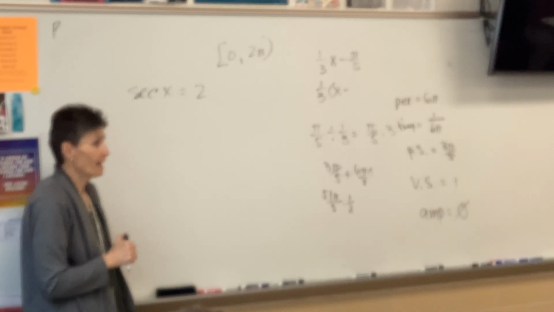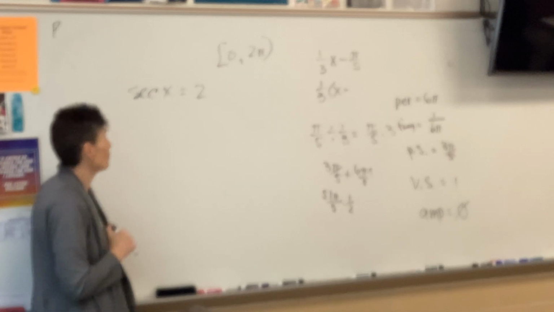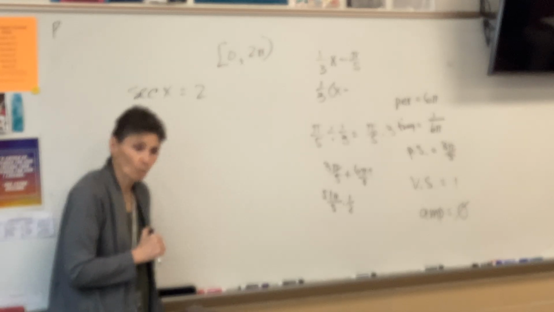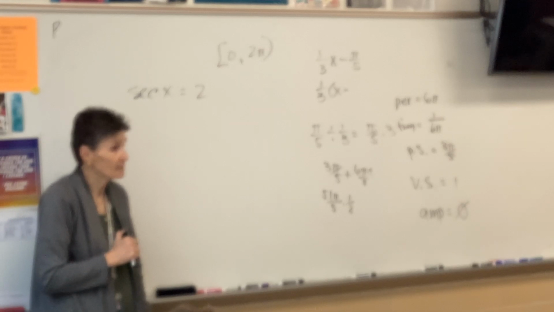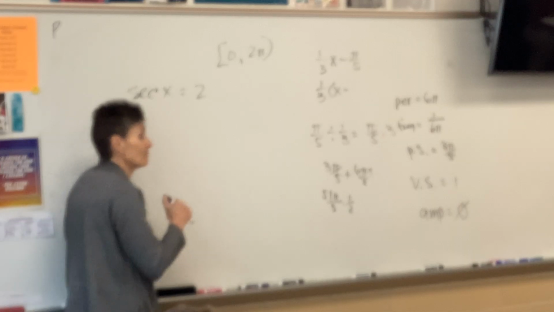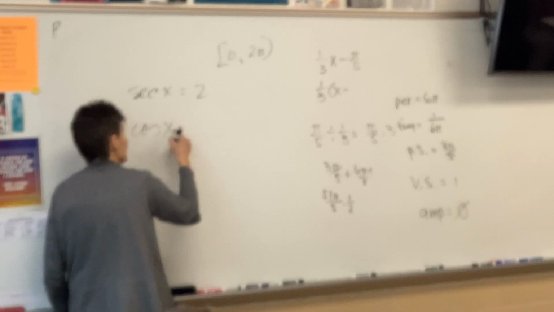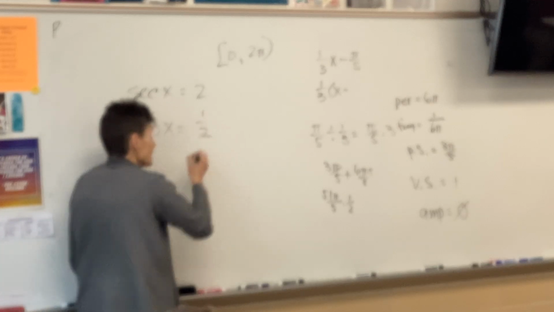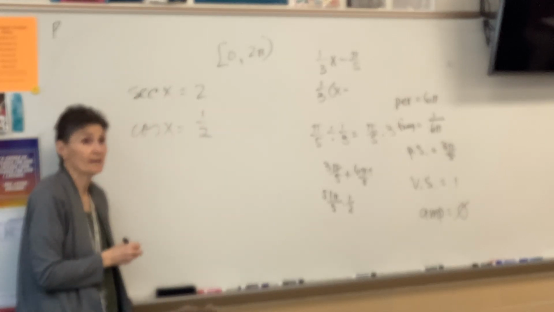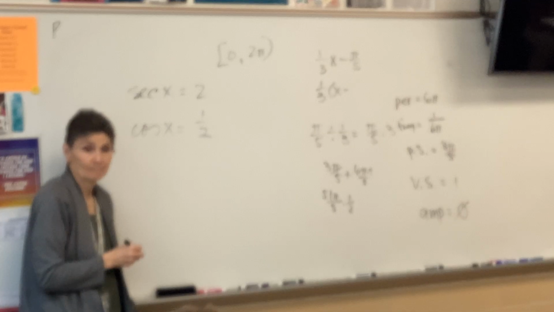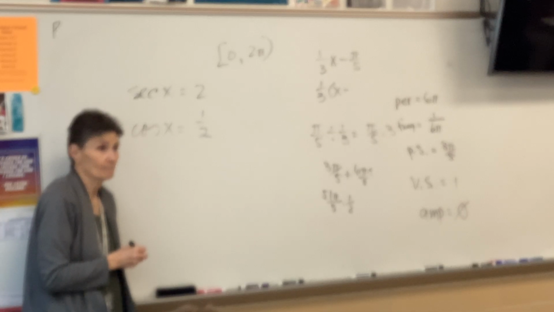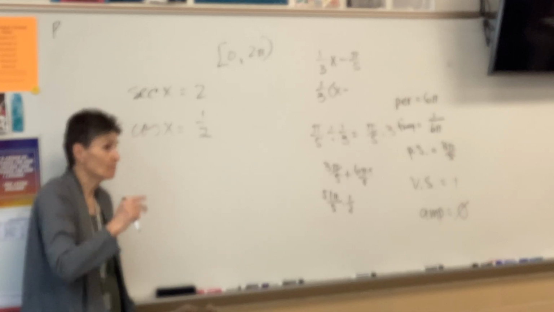First thing that I think, again, because I just don't work very well with secants and cosecants and all that, I'm going to think of this as a cosine. If the secant is 2, does it make sense to you that the cosine is 1/2? Yeah, because they're reciprocals, right?